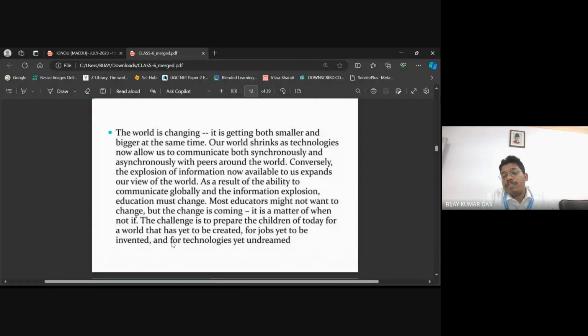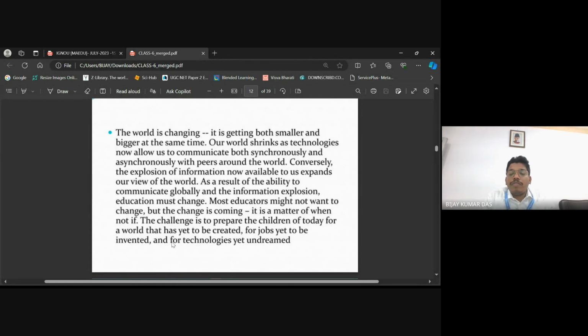but our world shrinks as technology now allows us to communicate both synchronously and asynchronously with peers around the world, physically and non-physically. Conversely, we can say that the explosion of information is now available to expand our view of the world. So as a result of the ability to communicate globally and the information explosion, education must change, right?